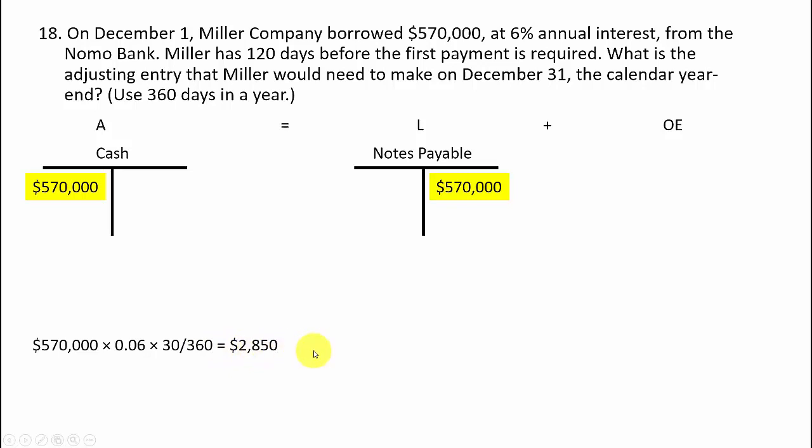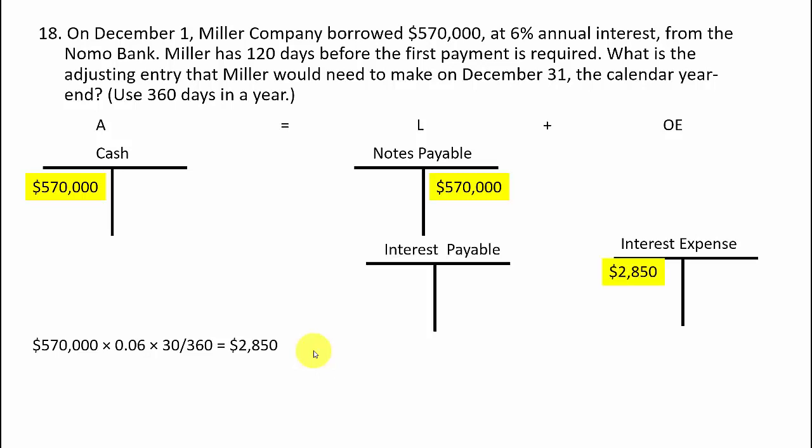And then to make the adjusting entry for that, we're going to need a couple more accounts. Interest expense of 28.50 and interest payable of 28.50. And this is the adjusting entry that Miller makes on December 31st for the interest. And so we can show it in journal form, interest expense 28.50, a debit, and a credit to interest payable for 28.50, and that'll be a credit.